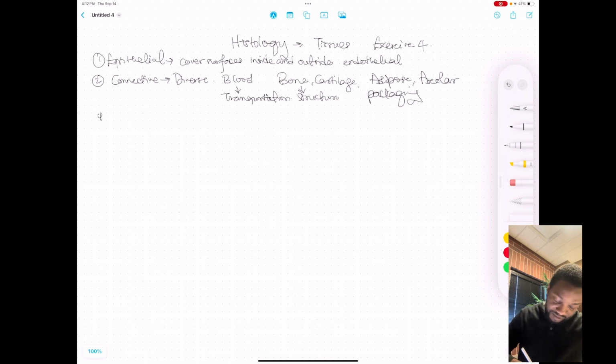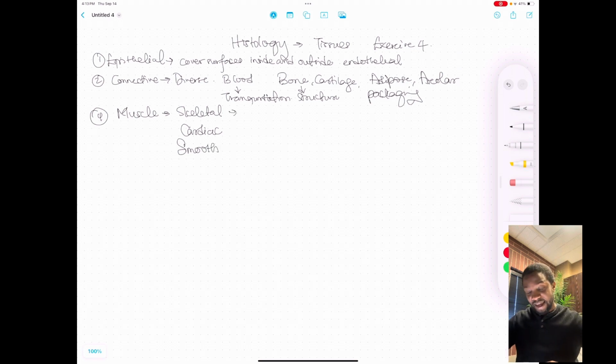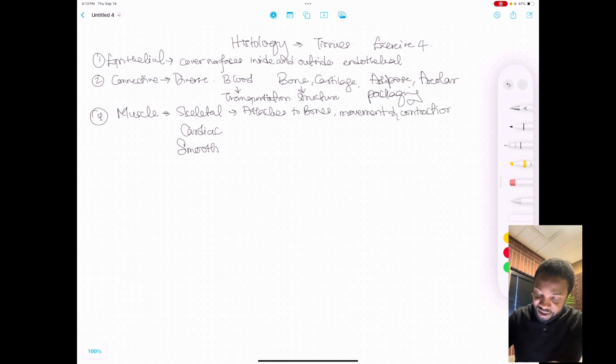The next group of tissue is muscle tissue, of which we have 3 types. We have skeletal muscle, we have cardiac muscle, and we have smooth muscle. Skeletal muscle is the kind of muscle that attaches to bones and is responsible for movement and contraction. We're going to talk more about it in chapter 7.